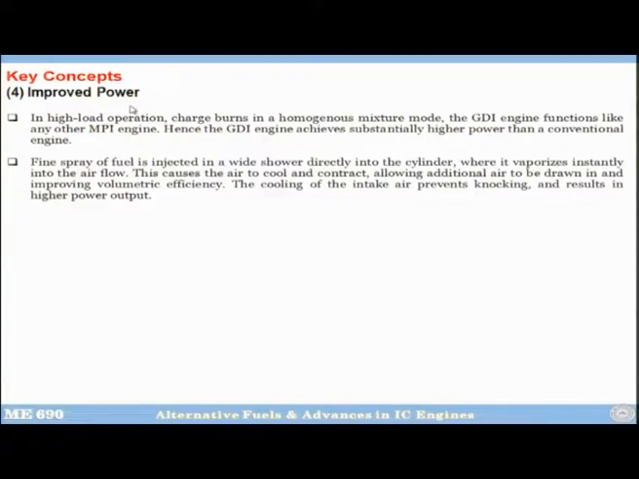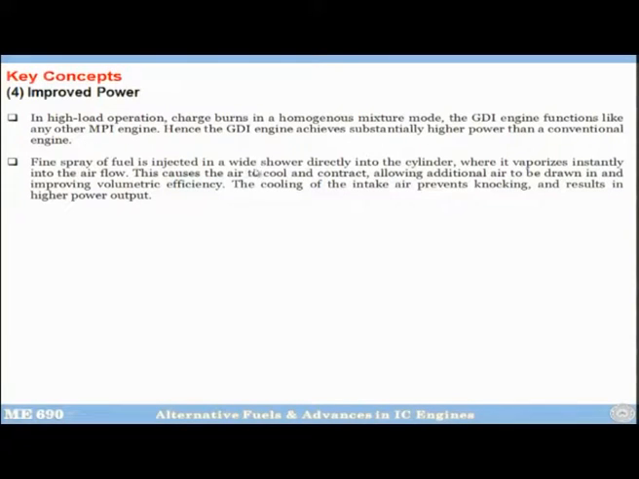Then improved power from the GDI engine, you get higher power than even conventional engines. So, in high load operation, charge burns in homogeneous mixture mode. The GDI engine functions like any other MPFI engine. Hence, the GDI engine achieves substantially higher power than in a conventional engine.